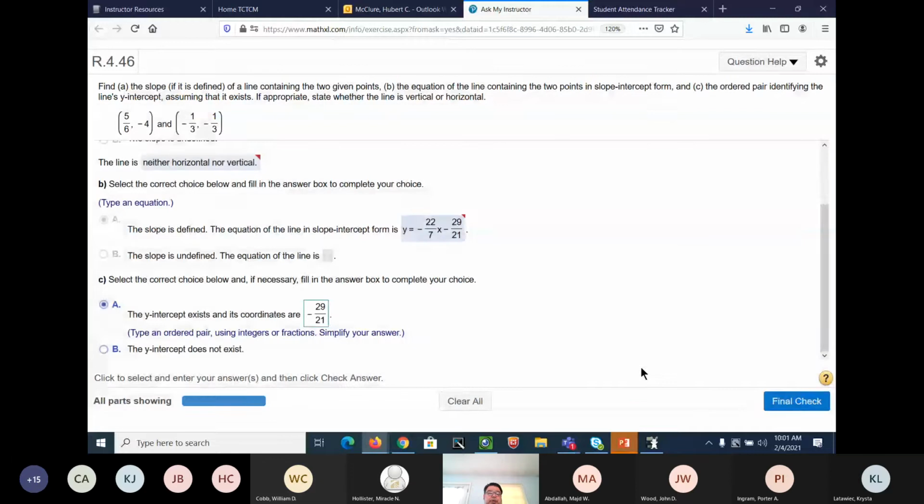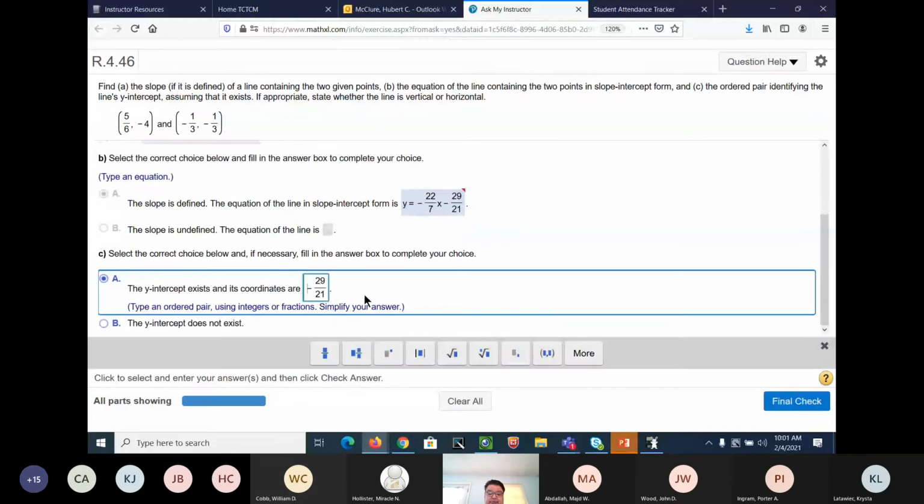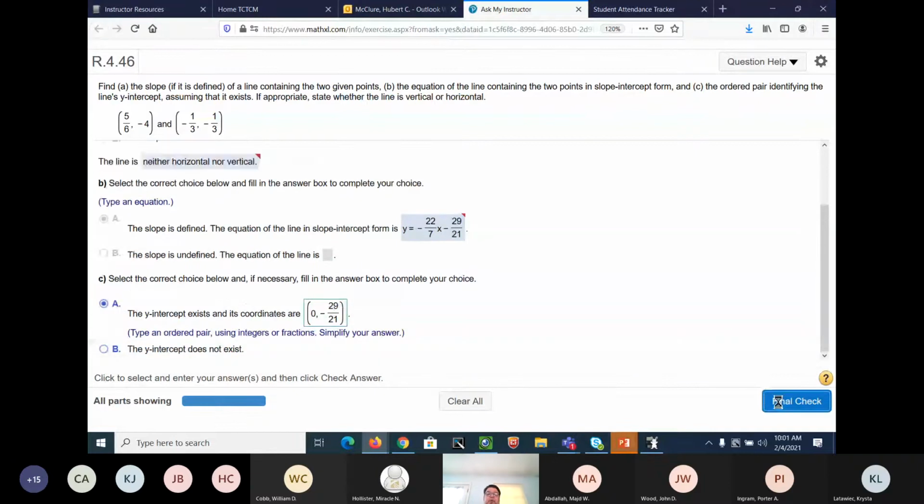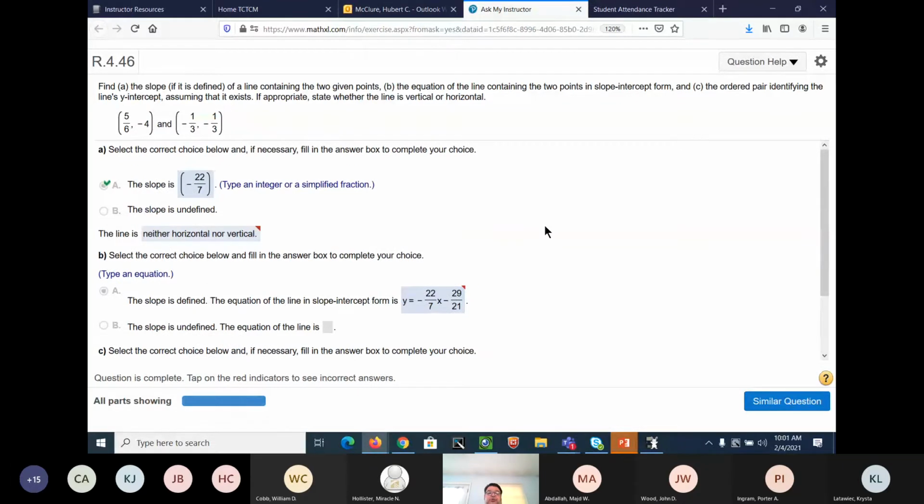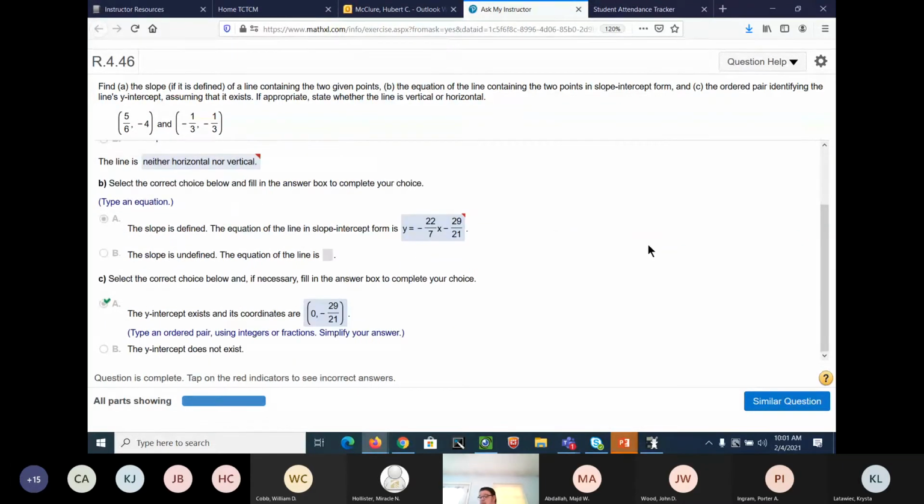0, comma, b, 0, comma, and then put a parentheses after. Now that's, to me, that's splitting hairs. If you put negative, the y-intercept is negative 29 over 21. Oh, there. Okay, now this right here is a good test question I would put on a test.